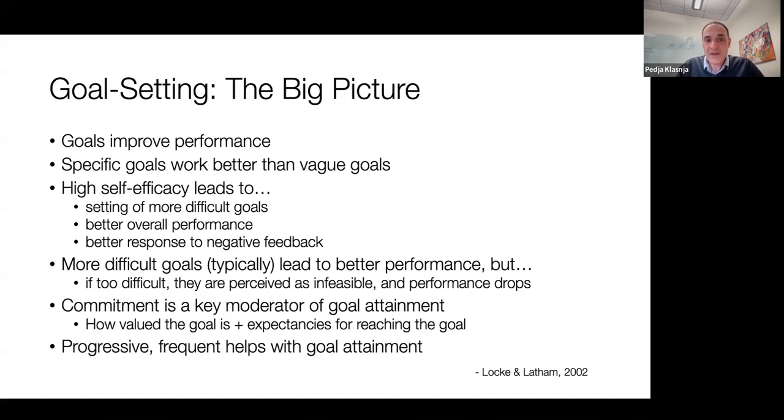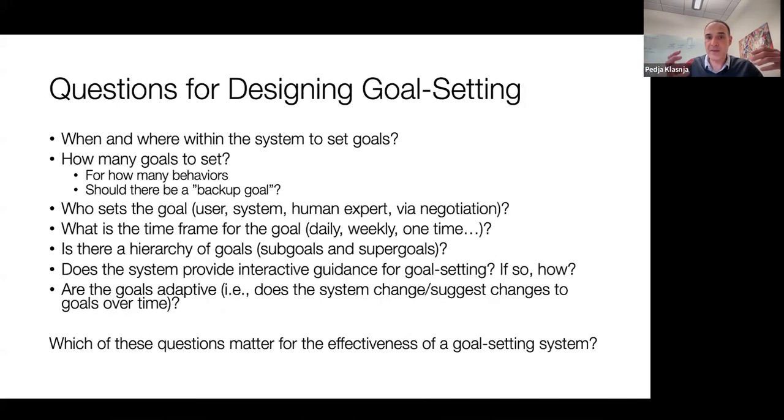But one of the things that's really interesting is that even if you take all of this data in, there are a whole lot of new questions that pop up when you're trying to make a concrete goal setting interface. So here are just some of them, right? One is the timing: when and where within the system to set the goal, both in terms of when to prompt people and how to put that within the system. How many goals to set, right? For how many behaviors? Should there be a backup goal, like we had in UBFIT, for example?